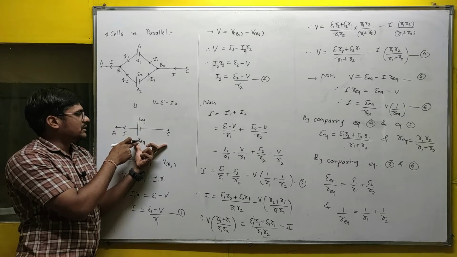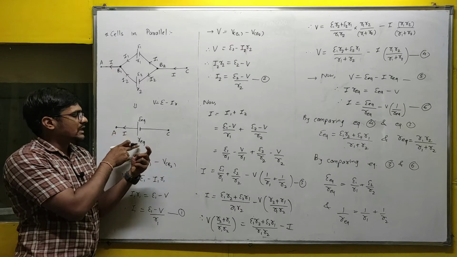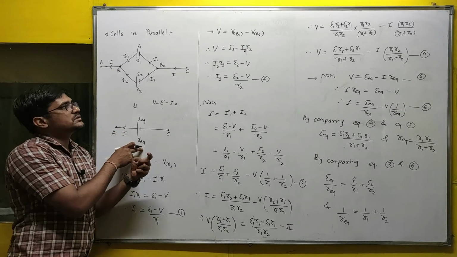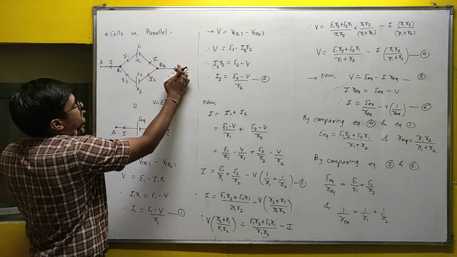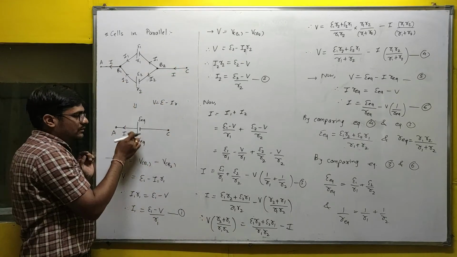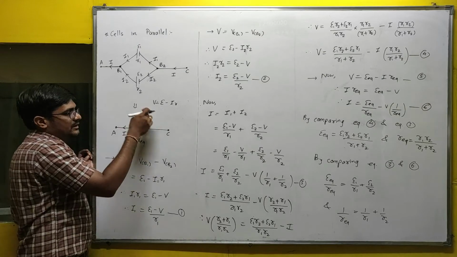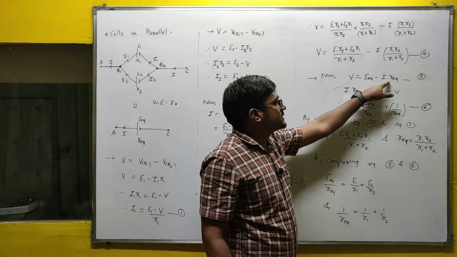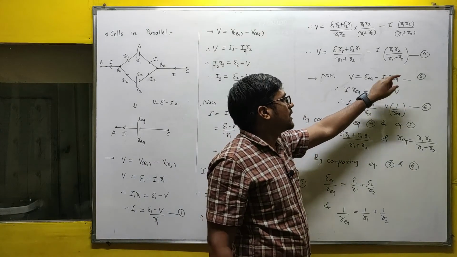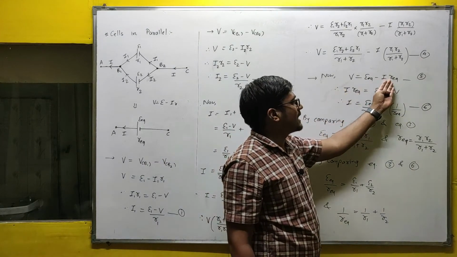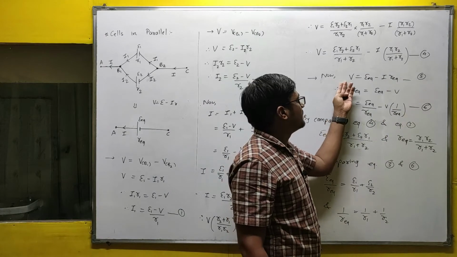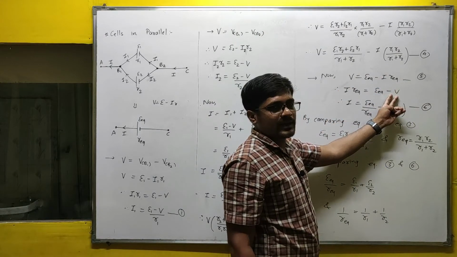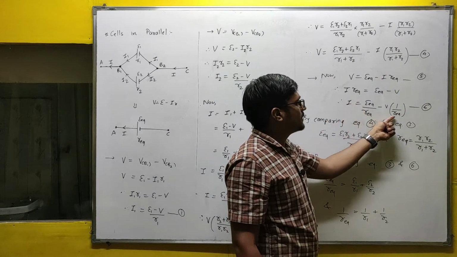So you can write the terminal voltage as V equals E equivalent minus I into R equivalent, because between A and C the current flowing is I. So from this cell the current flowing is I. Now make the formula of I. Take I R equivalent to the left side and V to the right side, so it becomes minus. Now divide with R equivalent.